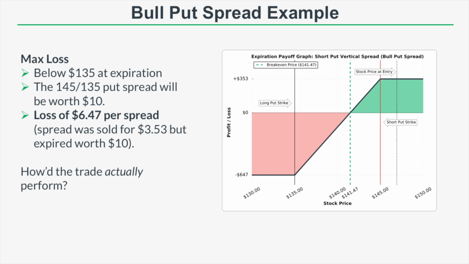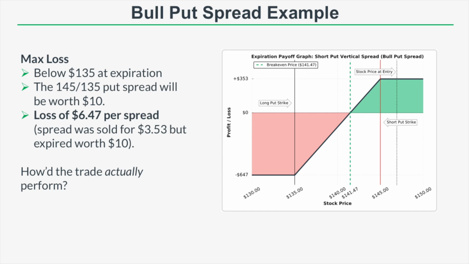Now, if the spread expires worth $10 and we initially sold it for $3.53, that means the loss per spread is $6.47. Now, of course, we have to convert that to actual losses, which comes out to a $647 loss per spread. So with that said, how did this trade actually perform?